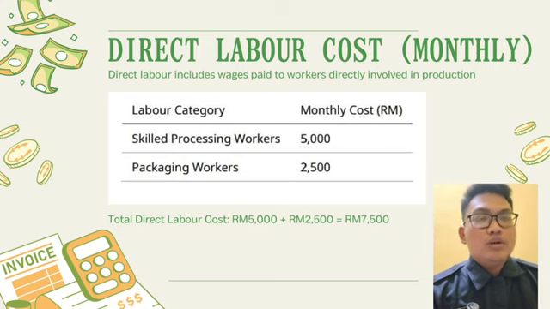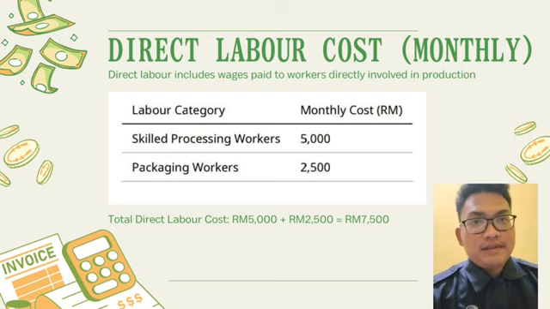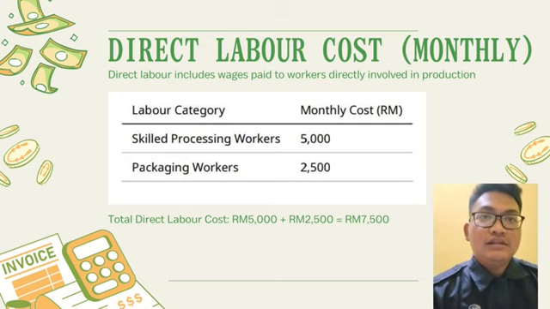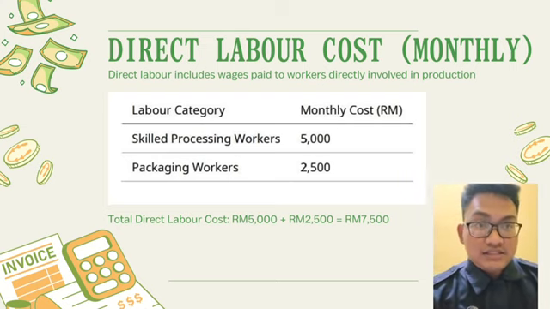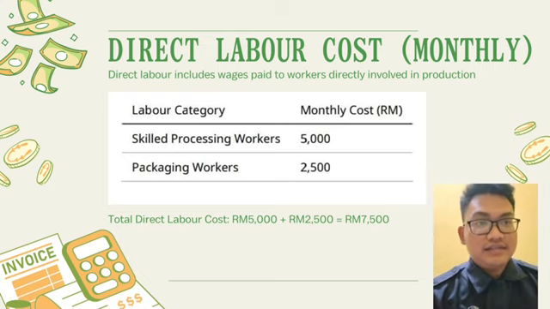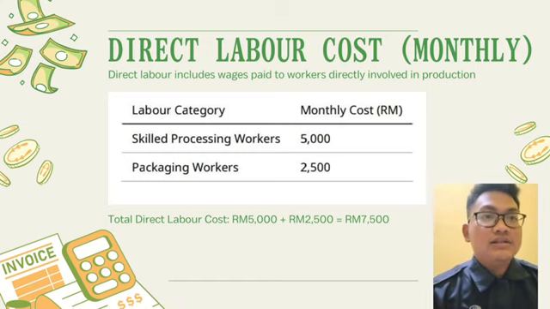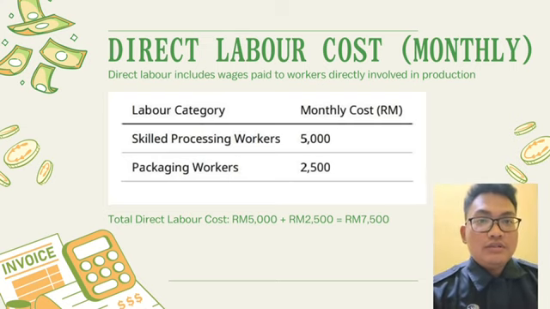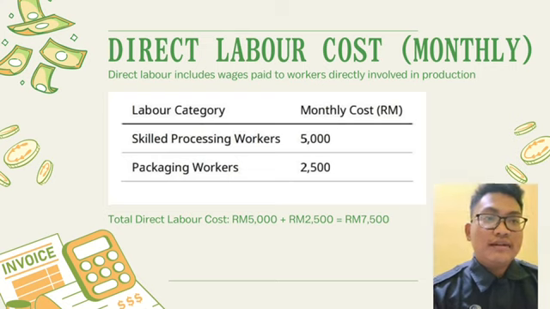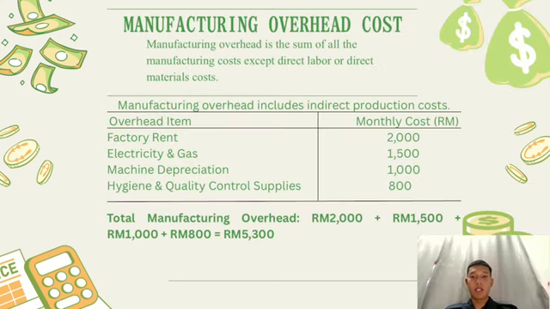This slide shows our monthly direct labor cost, which includes wages paid to workers directly involved in the production process. Skilled processing worker costs 500 ringgit monthly, while packaging worker costs 2,500 ringgit Malaysia. Overall, the total direct labor cost per month is 7,500 ringgit.